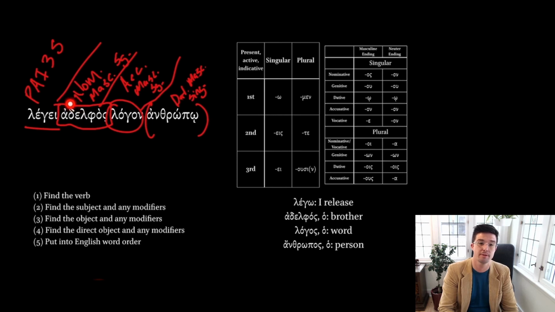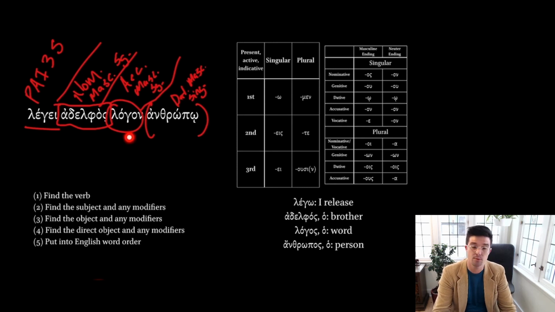So because we're looking for the subject, we're looking for the nominative, the word in the nominative. In this case, it's adelphos, a nominative masculine singular word that means brother. So a brother speaks. And then we're going to want to look for an object, something in the accusative case.